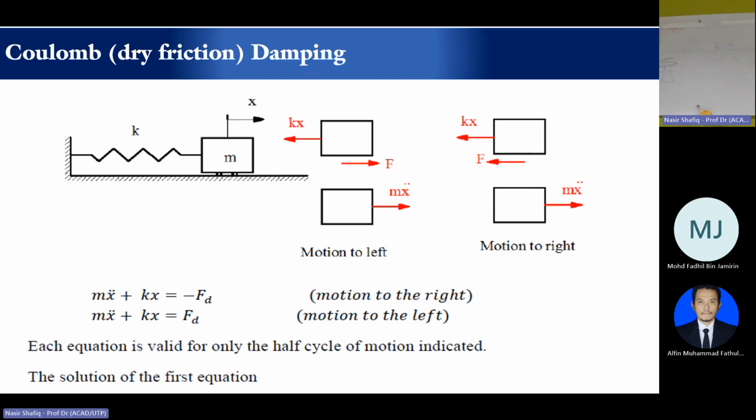So each equation is valid for only the half cycle of motion, right? Because whenever you are going right, it is like that. So when you are going right, then left, then right, the first part will apply to this, and the second part will apply to that.